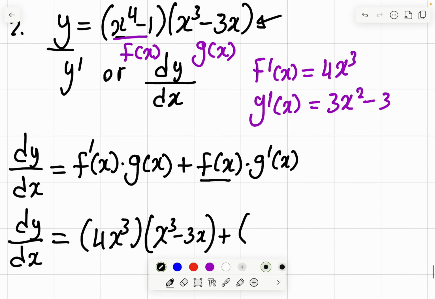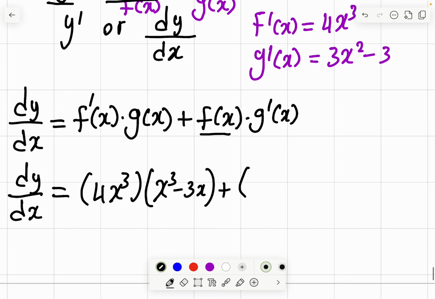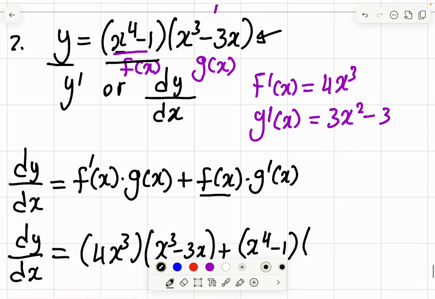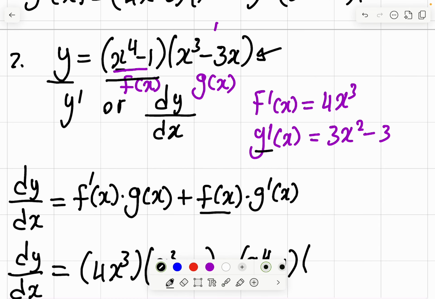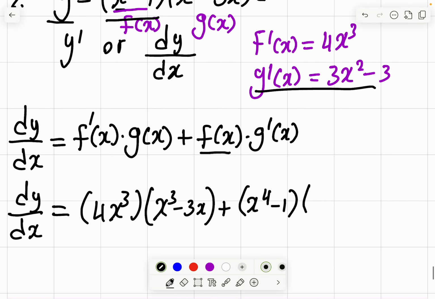My f of x is this function, x to the 4 minus 1. Therefore, I derive g prime of x, which is this one, is going to be equal to 3x squared minus 3. 3x squared minus 3.